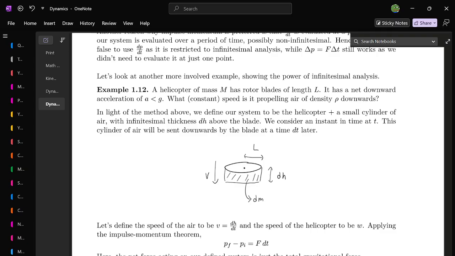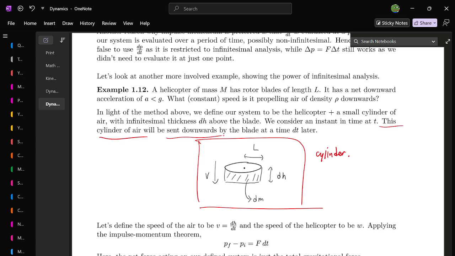So what we're doing here is we consider this mass of air as a cylinder, and we are defining this air with the geometry of the cylinder as such. You can see the picture here. And you see that this cylinder of air will be sent downwards at speed v by the blade a time dt later if it is currently existing at an instant in time t.